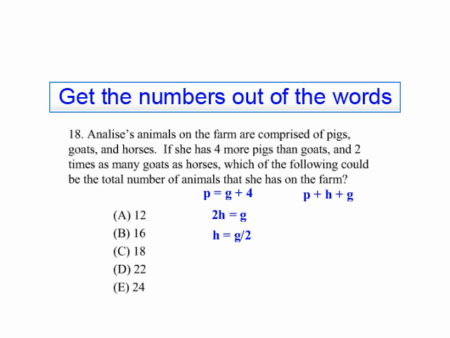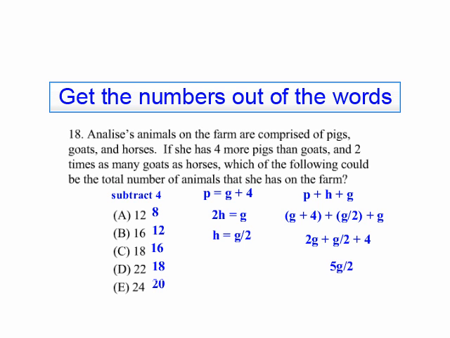Now let's substitute the values in. We've got goats plus 4 for the pigs, 1/2 goats for the horses, plus the goats. When we add that up, we get 2 1/2 goats plus 4. Okay, we can get rid of that 4. Let's subtract 4 from each of the numbers, which gives us 8, 12, 16, 18, and 20. So 5/2 of the goats equals one of these numbers.